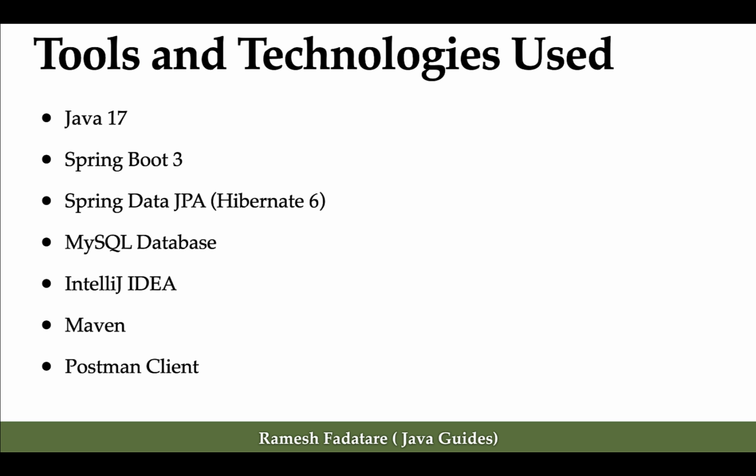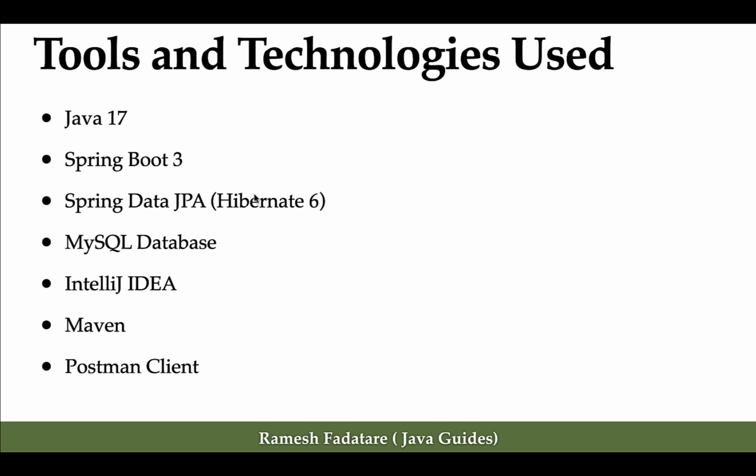We'll use Java 17, Spring Boot 3. Well, Spring Boot 3 requires a minimum Java version 17. That's why I want to use Java 17 in this course. But you can use Java 17 or 18, 19, 20, 21. Okay. So just remember Spring Boot 3 requires minimum Java version 17 and you can use any Java version above Java 17.